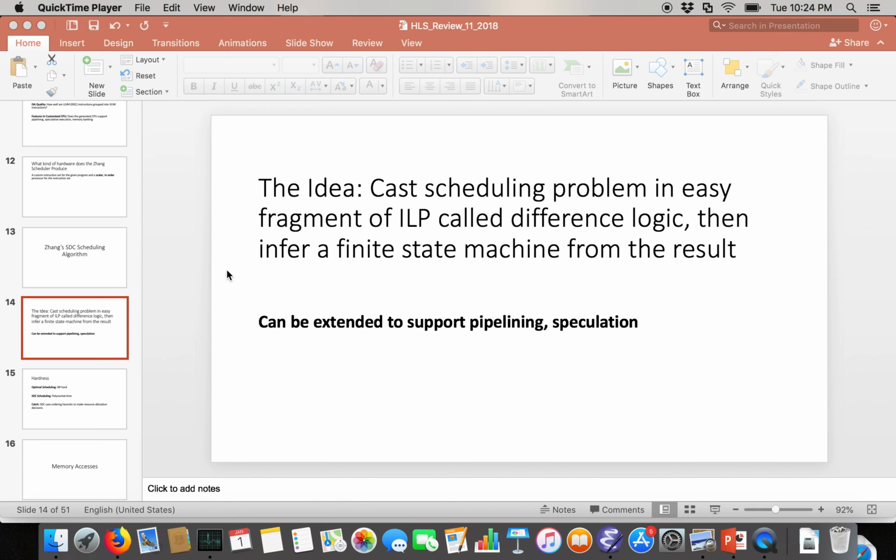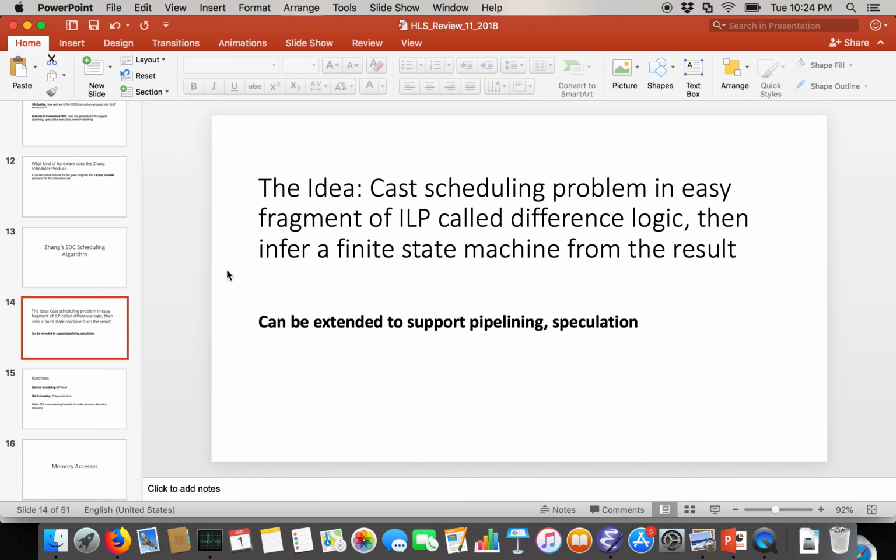Okay, so in this video, I'm just going to talk a little bit more about how to schedule with resource constraints. As we saw last time, one of the most popular HLS scheduling algorithms, which is called Zhang's scheduling algorithm, or the SDC scheduling algorithm, basically takes the problem of translating an LLVM program into a finite state machine and casts it as an integer linear programming problem.